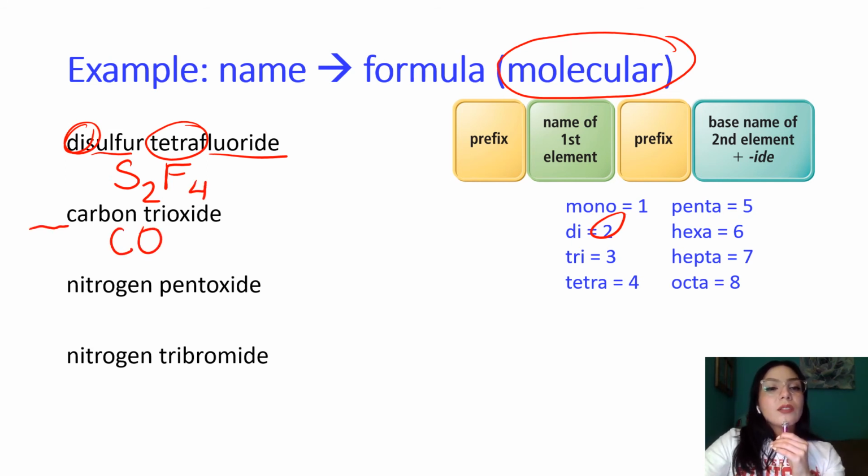There's nothing here, so that means we only have 1 carbon. For oxygen we have tri, so that means 3. Nitrogen and oxygen, there's no prefix here. Pent means we have 5. And then finally we have N and Br. That tri is telling me I have 3.